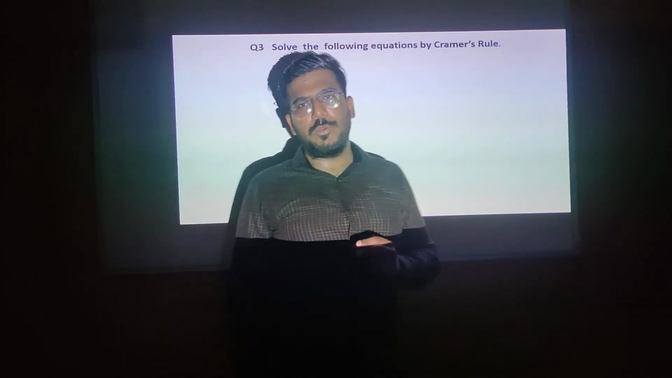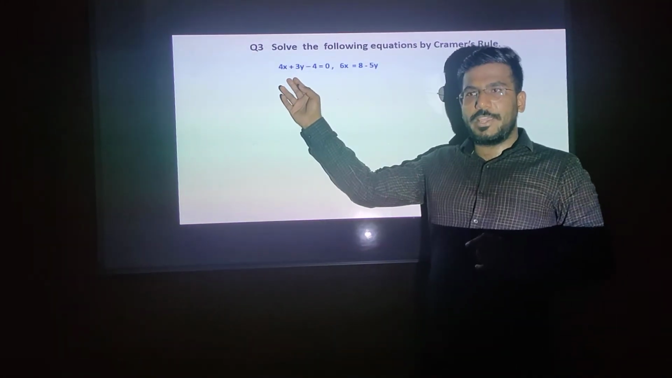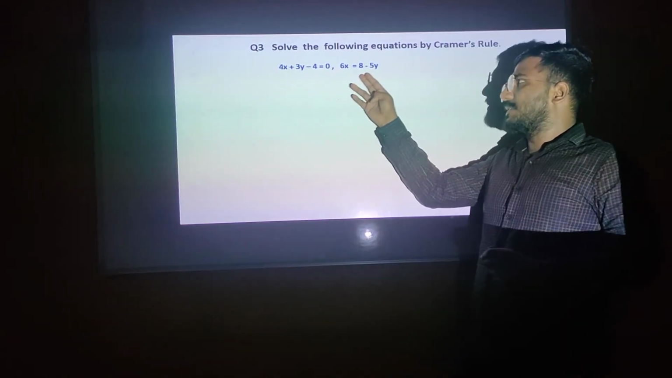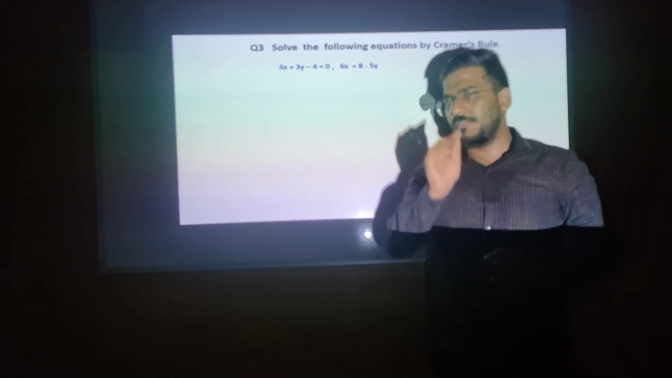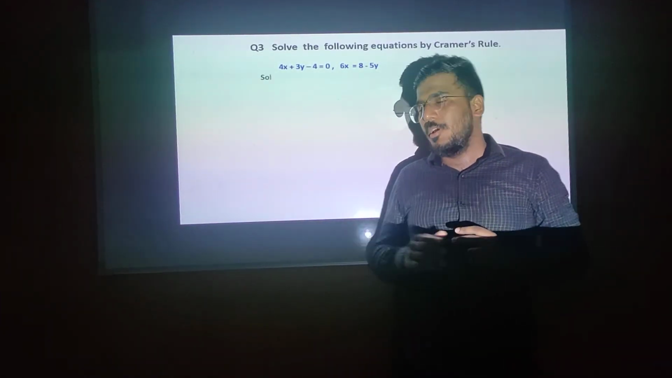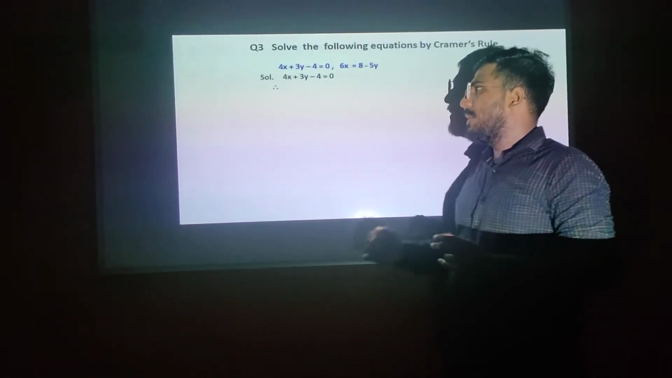Let's check one more problem, one last sum based on Cramer's rule. What is the sum? Please read. The sum is 4x plus 3y minus 4 is equal to 0, and 6x is equal to 8 minus 5y. Step number 1, let's quickly revise all the steps: arrange the equation in standard form. So in standard form, 4x plus 3y, the -4 goes from there to here, so +4.